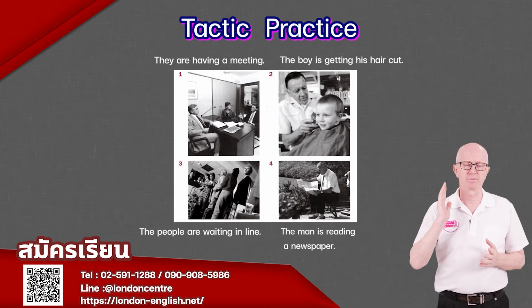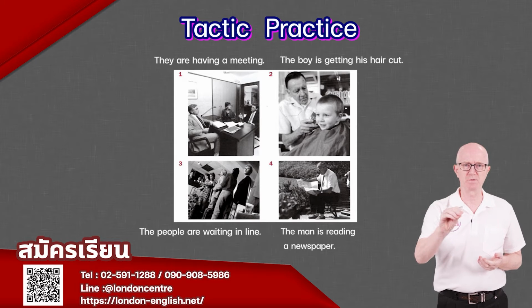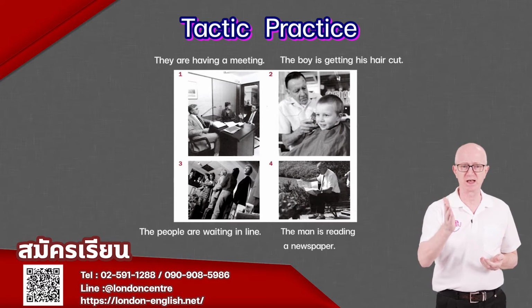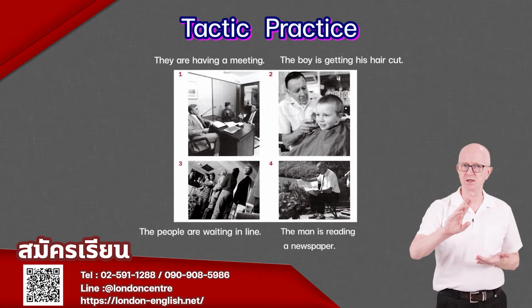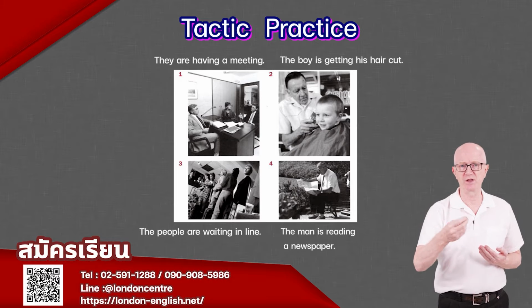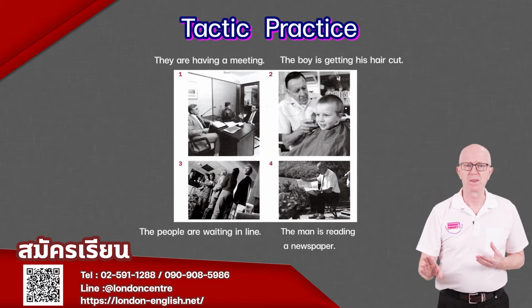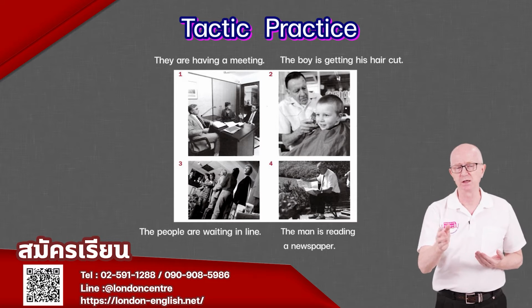Okay, so there are 4 true statements about the 4 pictures. Okay, in the first one it says they. Okay, plural. There's more than one person, so we'd say they are having a meeting. In number 2, we can quite clearly see that there's a man and a boy.